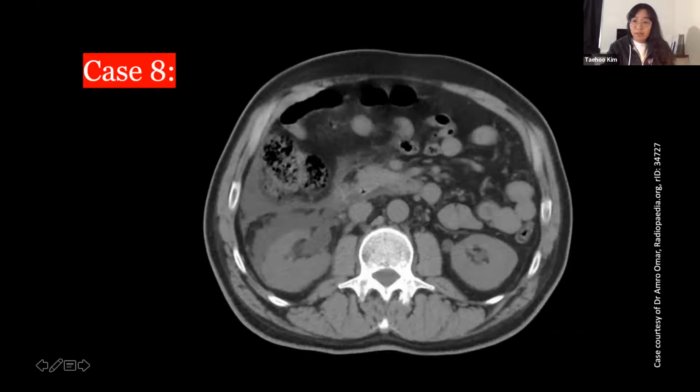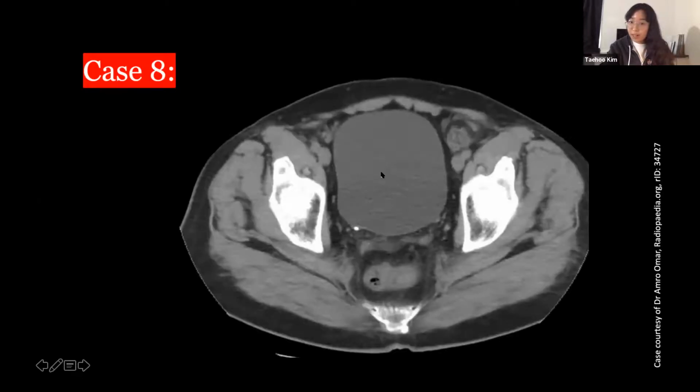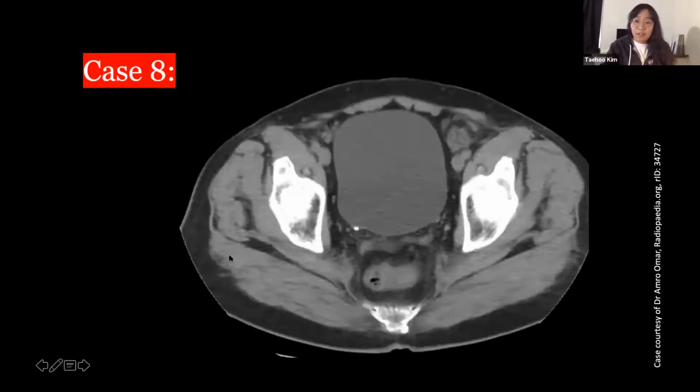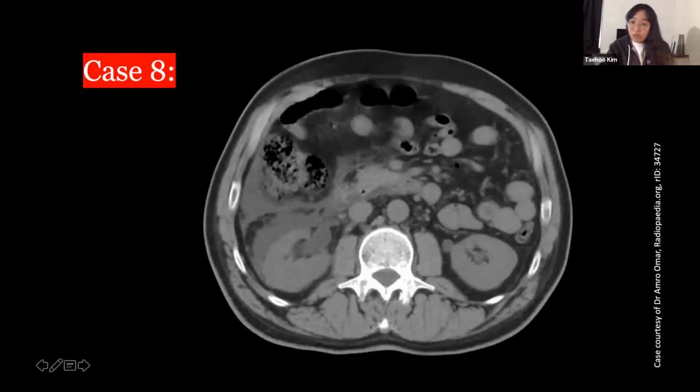I'll show you other images here. Same guy. You see, this is the bladder distended. Those are the UVJs. And you see this hyperdense thing, that's the stone. And it's obstructing, causing mild hydronephrosis, and there's free fluid. How do we confirm if it's blood or it's urine that's leaking? You do a delayed phase. So that means this is CT without contrast. There's no contrast injected.